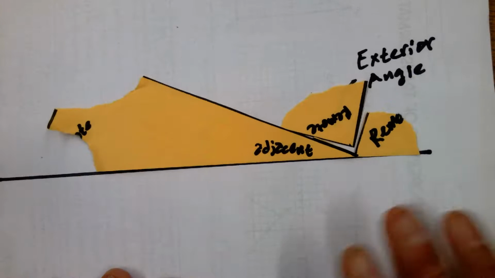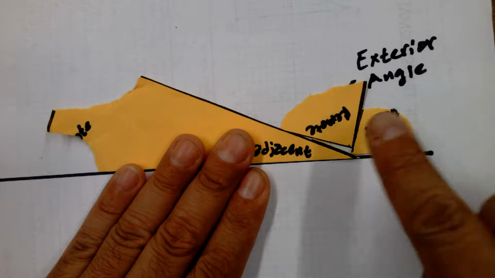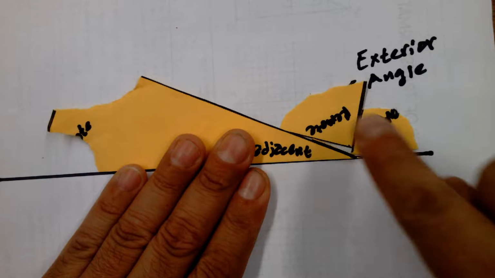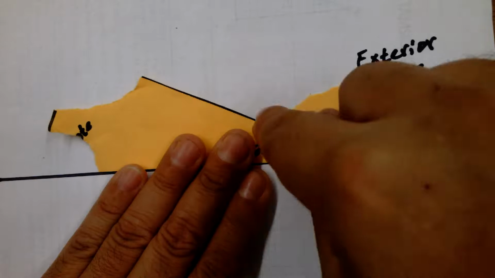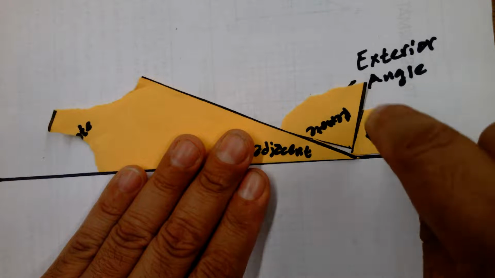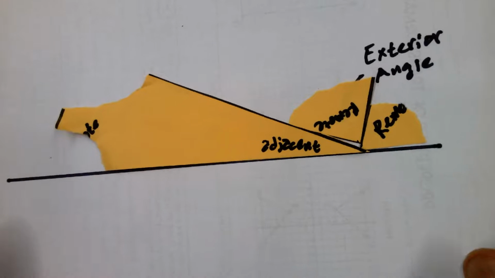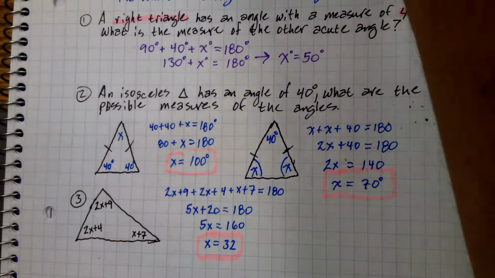But these two have to form 180, right? But do you see that the exterior angle equals the two remote interior angles? These two angles add up to that big angle. Okay? That's the exterior angle theorem. The sum of the remote interior angles equals the exterior angle. And we're going to use that, okay? So first, let's write down that theorem.